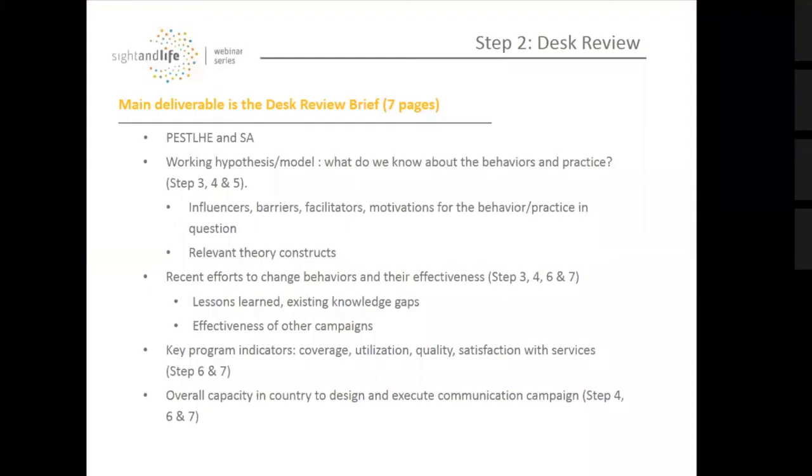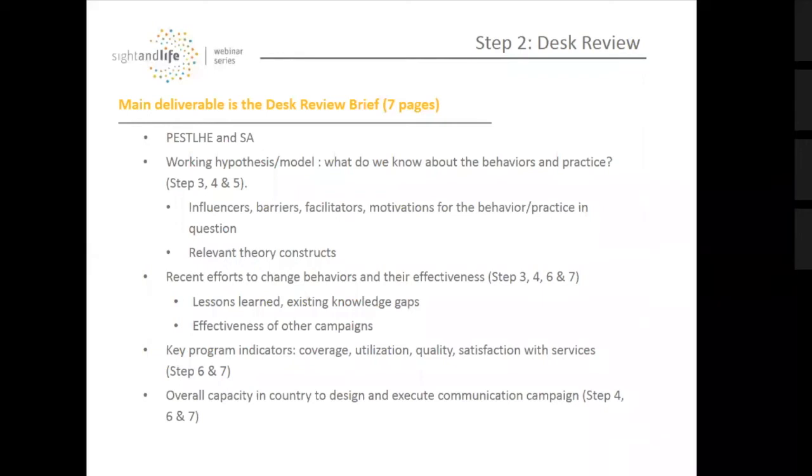Okay, next slide. All right, so the main deliverable from the desk review should be a review brief, and literally it's very short. It shouldn't be more than 7 pages. And the purpose of having this brief is for programmatic decision making and helping you plan the immediate next steps of the BCC process. So I've indicated how each of the different knowledge outputs can be used in subsequent steps down this process. So for example, in the working hypothesis model, I said that you'll use that information in step 3, 4, and 5. And I've indicated elsewhere where that's the case.